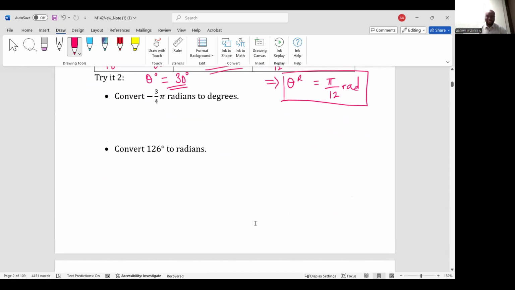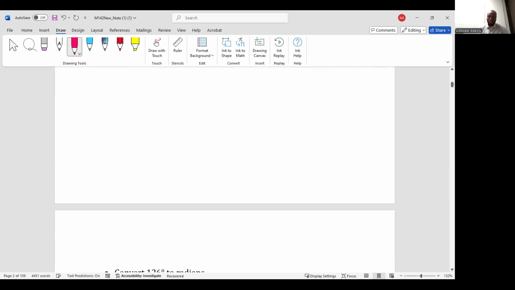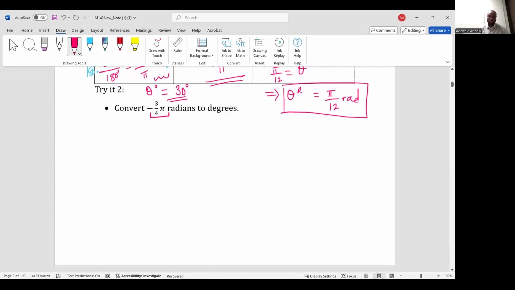So this is some exercise for you to go about. Convert -3/4 pi radians to degrees. Again, you only need to use the idea we had earlier. So pause this video and try to work it out. Okay, I assume you paused the video to work on it. So this is something you should be having.